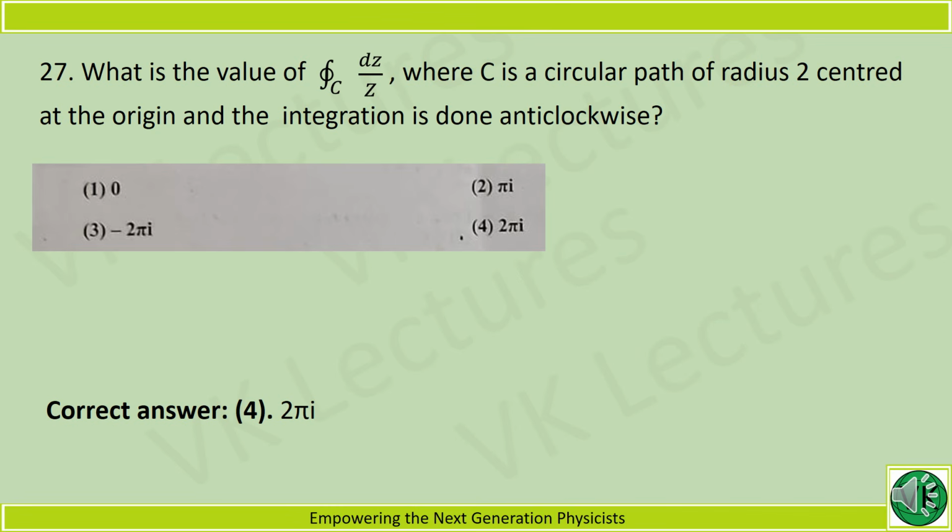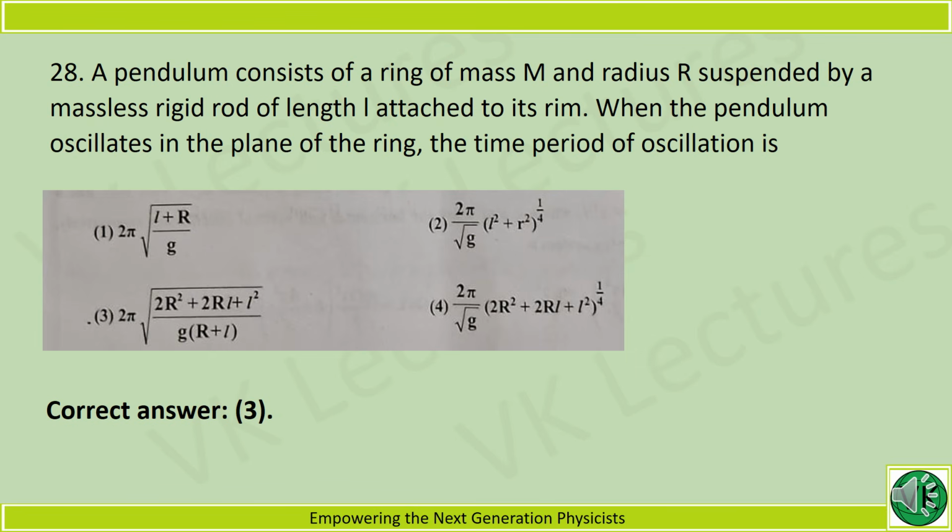What is the value of the closed integral over c dz by z, where c is a circular path of radius 2 centered at the origin and the integration is done anti-clockwise? Since it is anti-clockwise, it is 2 pi i. If it was clockwise, it would be minus 2 pi i.